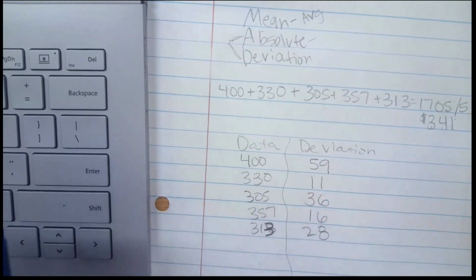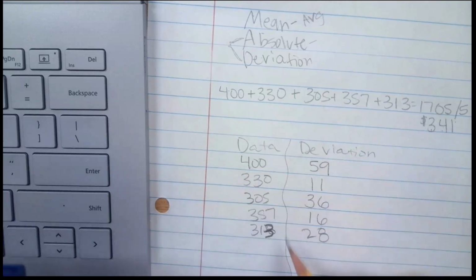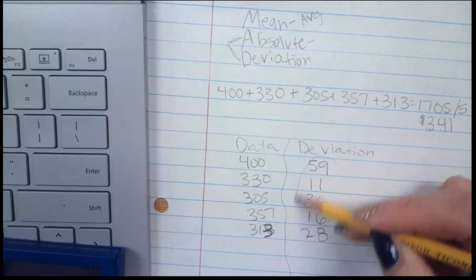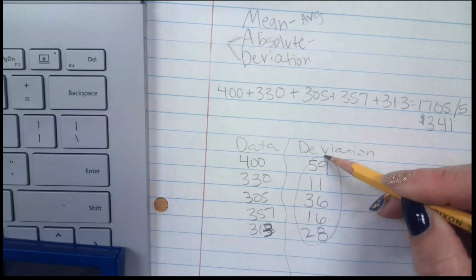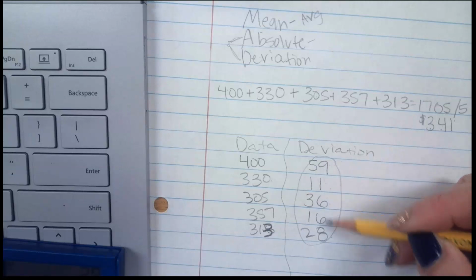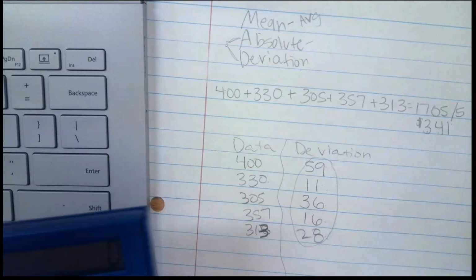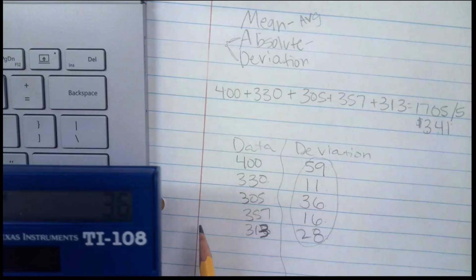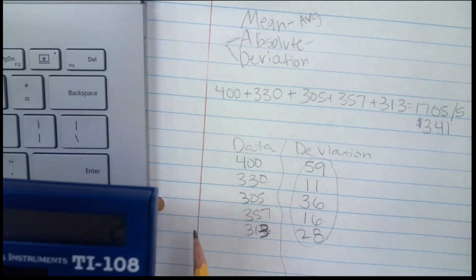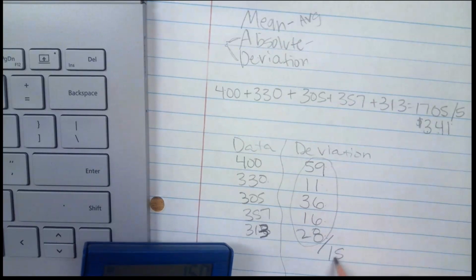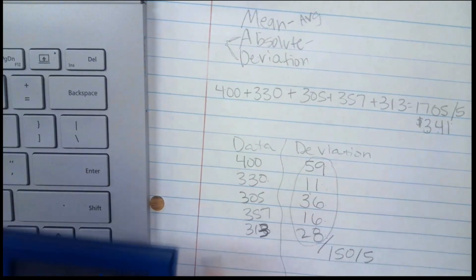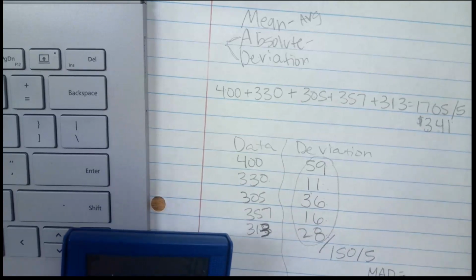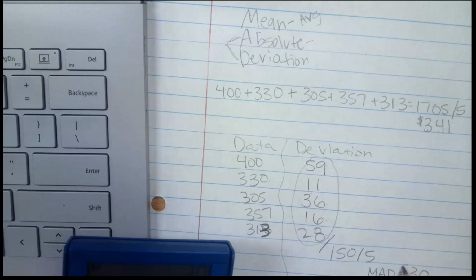And 1, 2, 3, 4, 5. So those are all my 5 movies. These are how far they are from the center. So now we have to find the average of these. So to find the average of these, we're going to add these all up and divide away. So again, 59 plus 11 plus 36 plus 16 plus 28 gives me 150 divided between the 5 movies. They have a MAD, or a mean absolute deviation, of $30 million.